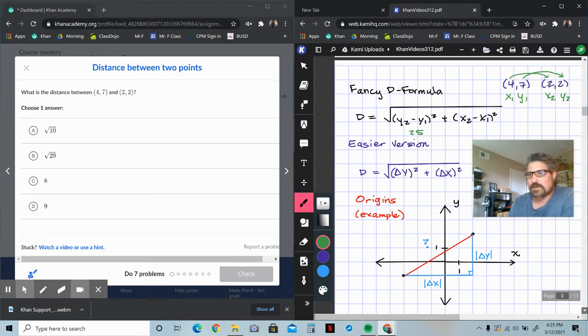Well, what would you add to 4 to get 2? Negative 2. It's distance, so it's going to be positive. So we're looking at 2, basically squared. What's 2 squared? 4. So really what we're looking at here is 25 plus 4, right?